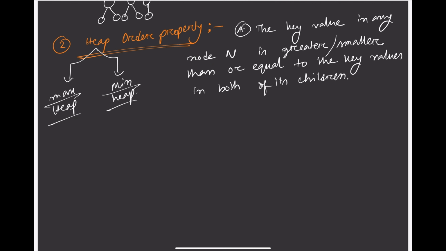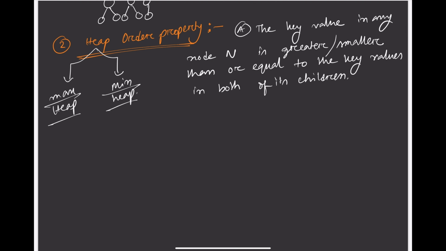In the heap order property, I have already mentioned greater than or smaller than or equal to. Now what is the point? Normally we don't care about this equal to part, because normally we don't put duplicate data in a heap. But if it comes by chance, then it can be taken care of.